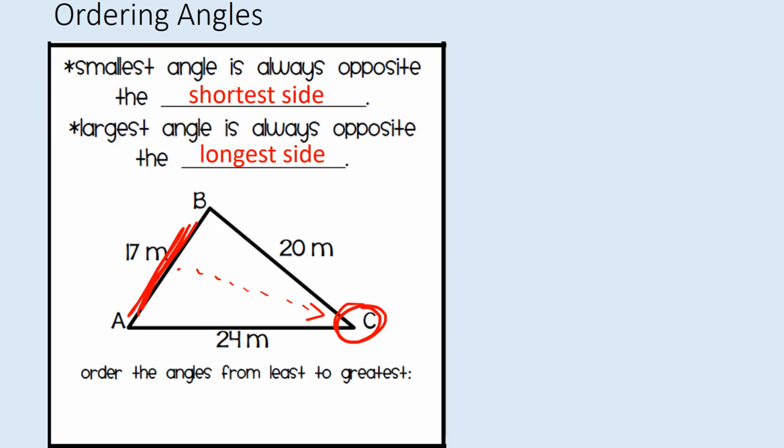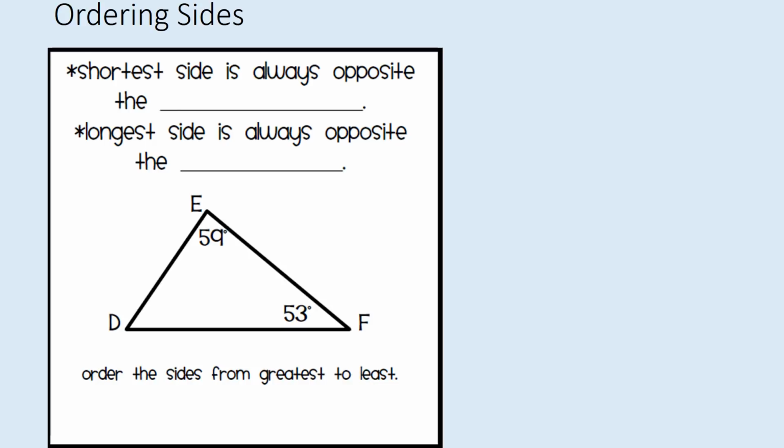And so if we're ordering the angles from least to greatest, we start with angle C, and then our next largest side is 20, so the angle across from that is angle A, and then our largest side is 24, and the angle across from that is angle B. So if we order the angles from least to greatest, we're going from angle C to angle A to angle B, because we went from the shortest side to the longest side and the angles that were opposite of those sides, okay? And when we order sides, it's the same thing, but now just the reverse process. So the shortest side is always going to be across from the smallest angle, and the longest side is always going to be across from the largest angle.